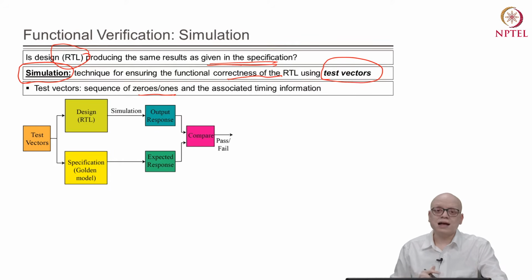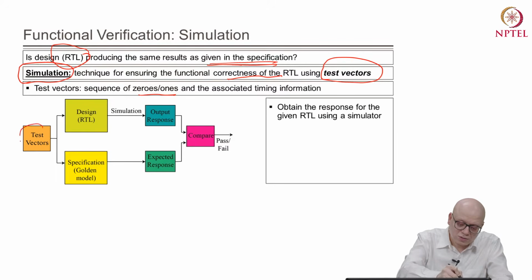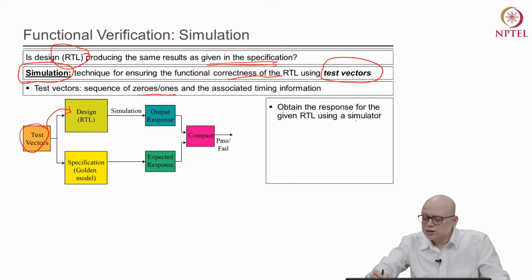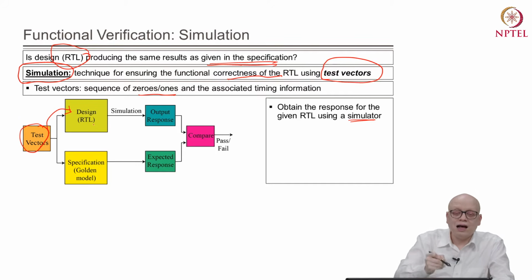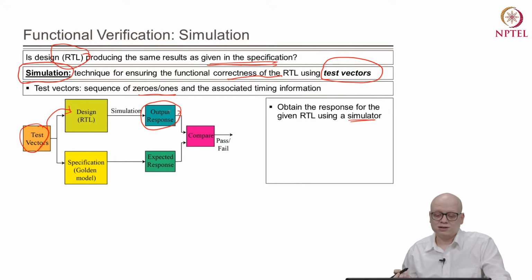There can be many different frameworks under which simulation can be performed. One of them is as shown in this figure. What we do is apply test vectors or stimulus to our design, which is in the RTL form, and then take it through a tool known as a simulator. The simulator computes mathematically what the output response will be, given this test vector and the RTL model.